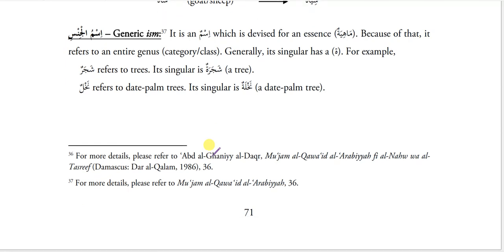Then we have ismul jins, generic ism. It is an ism which is devised for an essence, mahiyatun, because of that it is referred to an entire genus, category, class. Generally, its singular is with ta. For example, shajarun refers to the trees. Its singular is shajaratun. Nakhlun refers to the date palm trees. Its singular is nakhlatun.